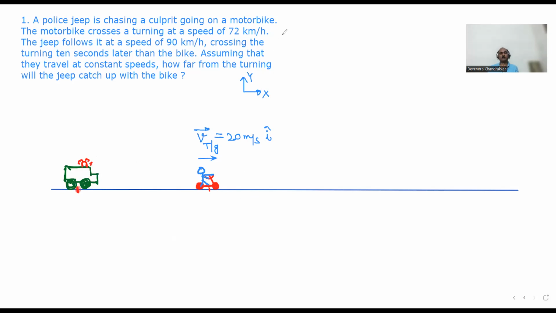Now what is the velocity of this police jeep? It's 25 meters per second. Very good. So the velocity of jeep J with respect to ground is what? 25 I cap meters per second. Right? And what is the distance between them? Can anybody tell me what is the distance between them?